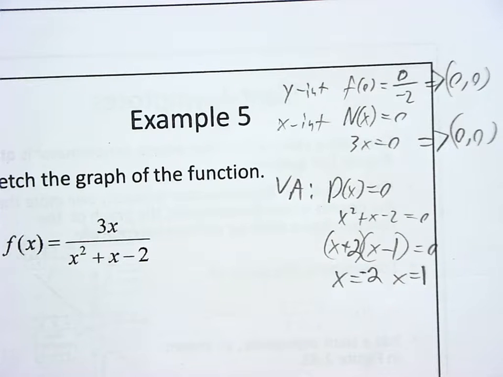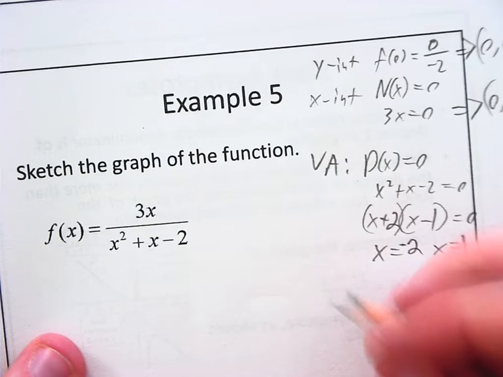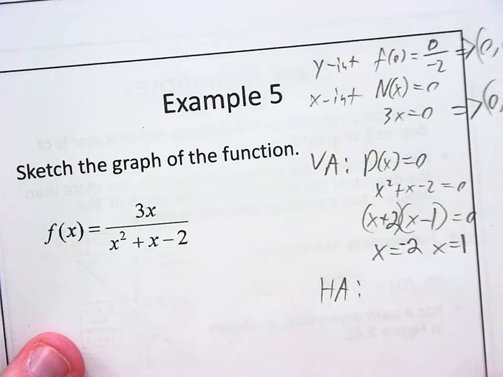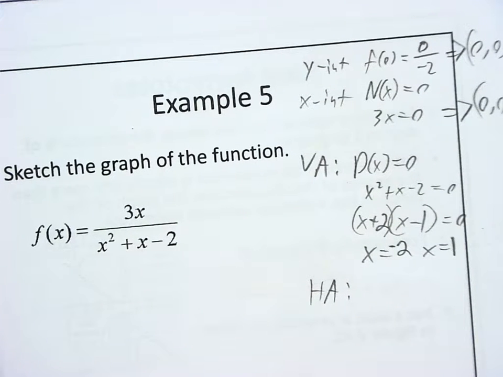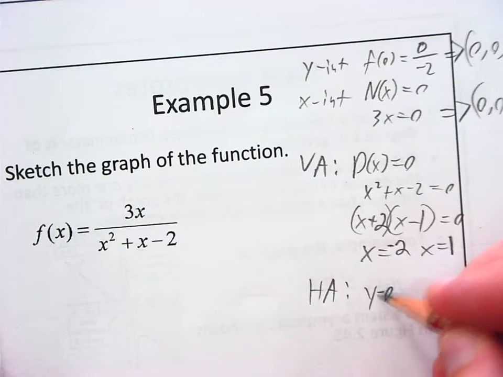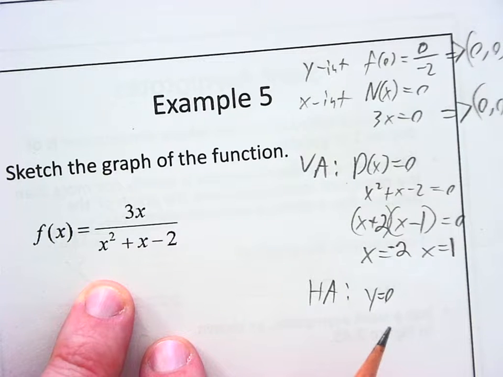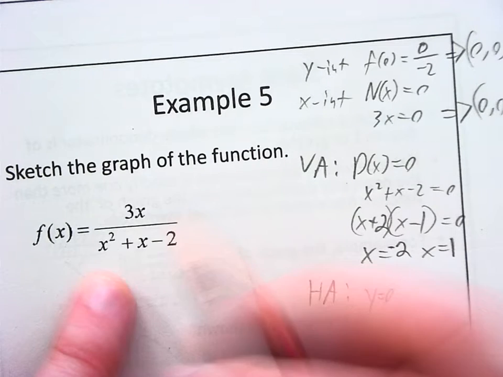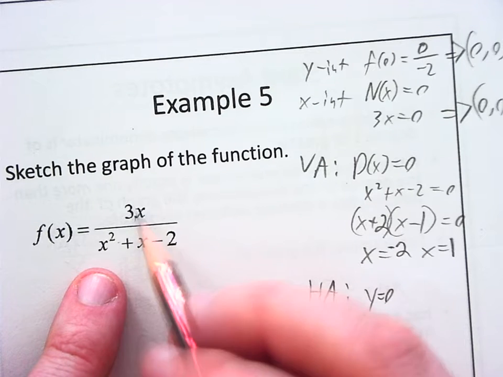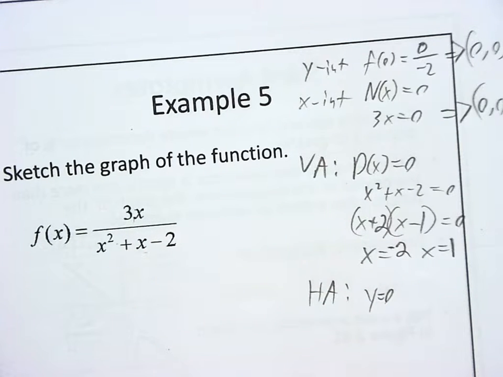What's left? Horizontal asymptotes. So in this case, what's your horizontal asymptote going to be? 0. Y equals 0, because your numerator is only degree 1, your denominator is degree 2. So all things being equal, as you go huge, the x's and the negative 2's all become irrelevant. So it's 1 over a gigantic number, so it's y equals 0.